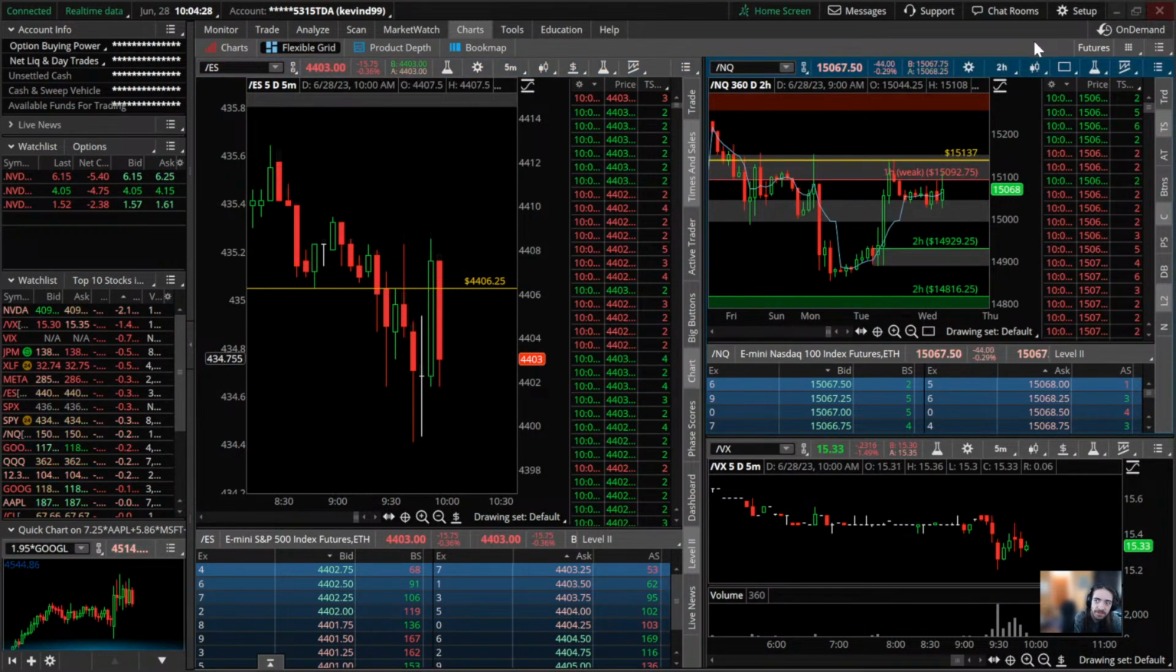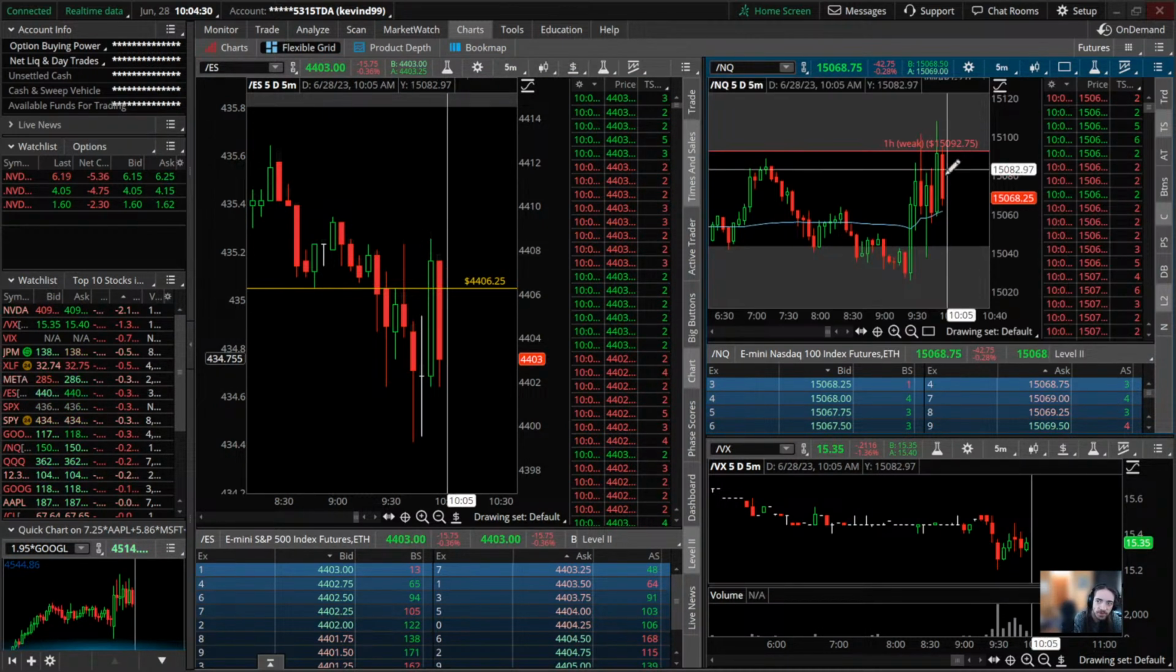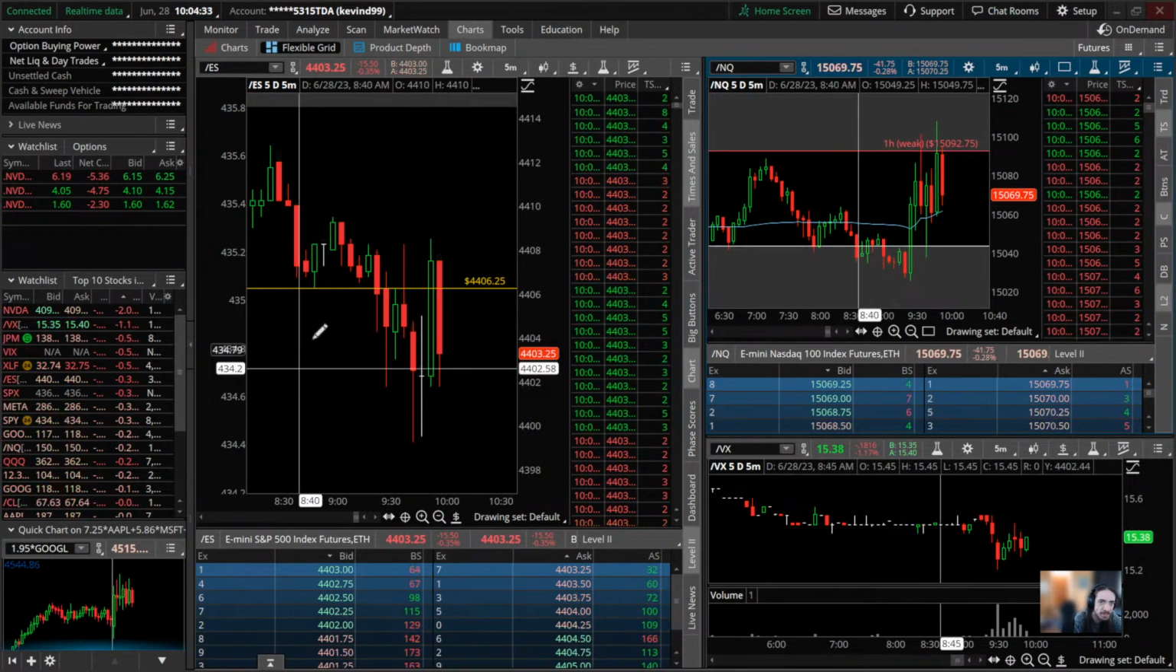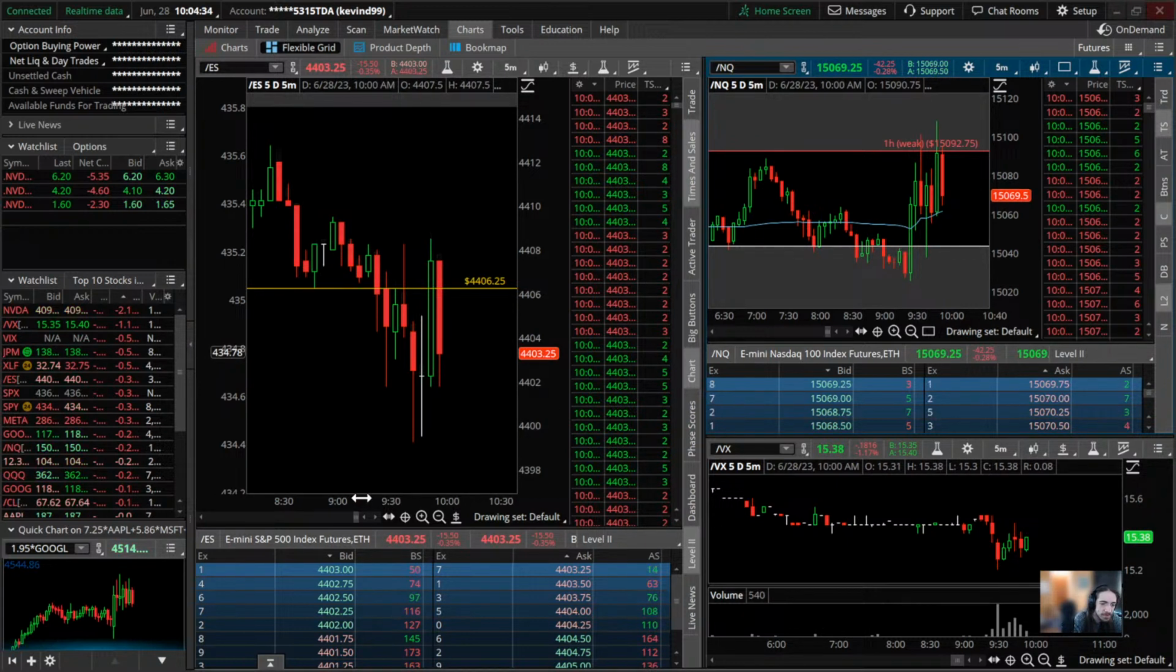Alright, see that? Look at this, guys. NASDAQ still holding below that area of interest, right? So I wouldn't be taking any longs yet.